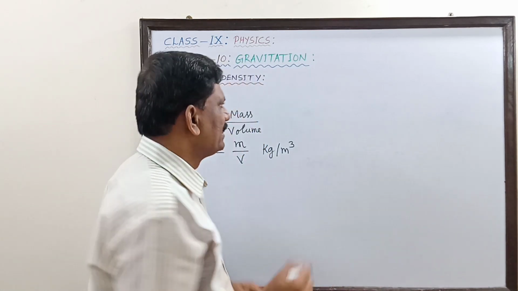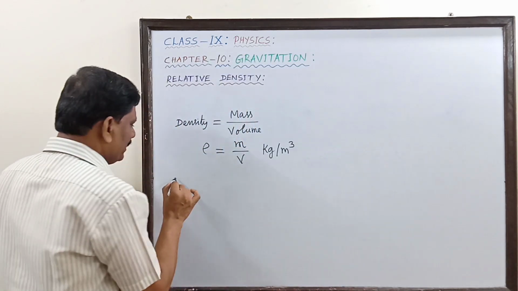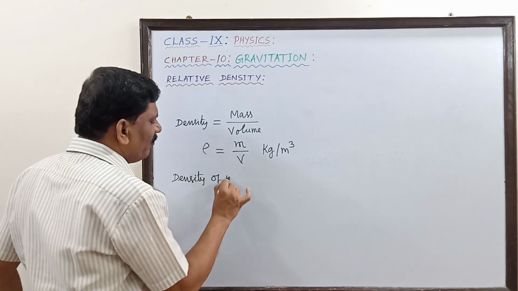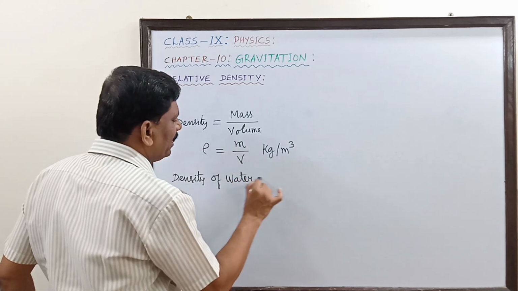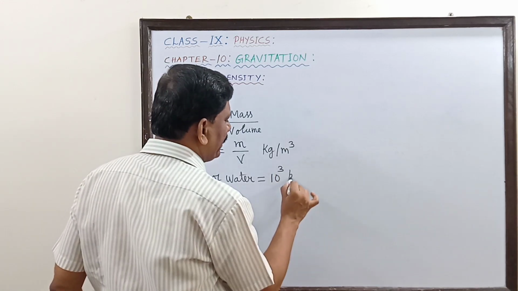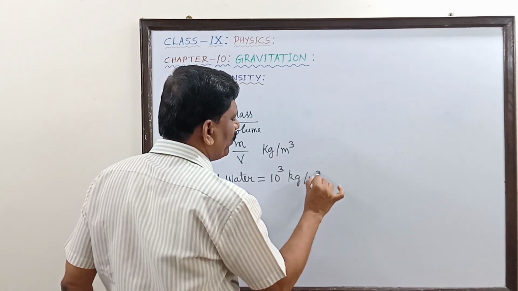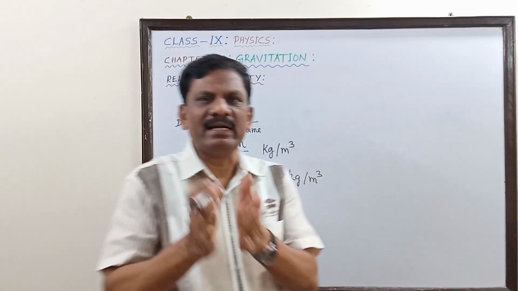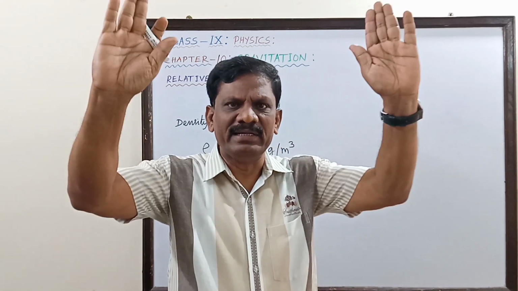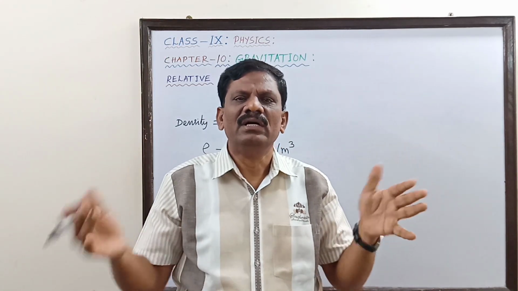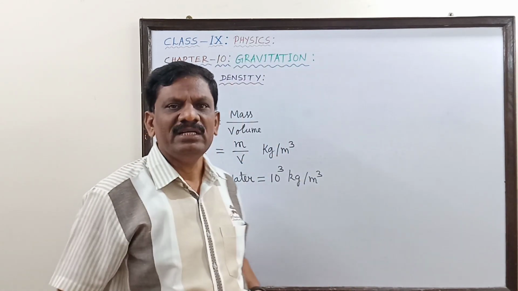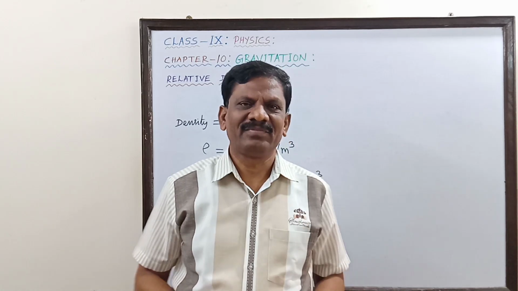Okay? So what is the density of water? First of all, density of water is equal to 10 power 3, that means 1000 kilogram per meter cube. If you take a container whose volume is 1 meter into 1 meter into height 1 meter, then the volume is called 1 meter cube. In that, when water is poured, what will be its weight? It will be 1000 kilogram.